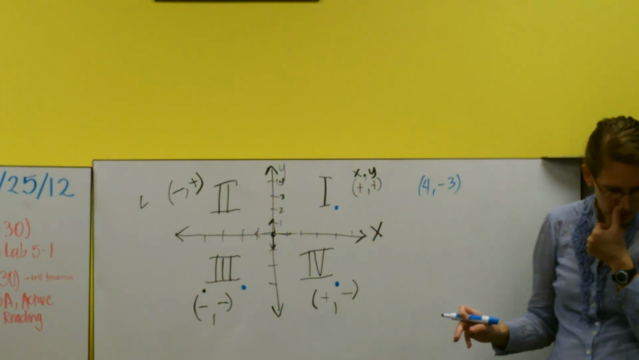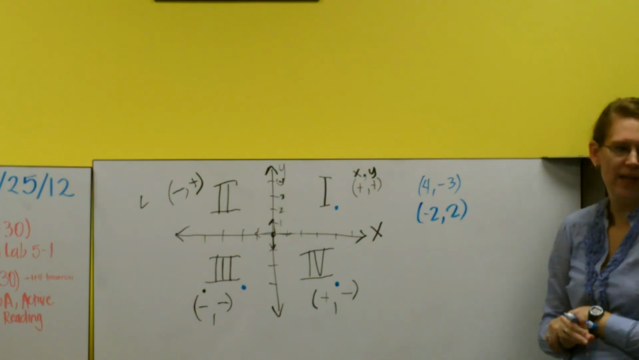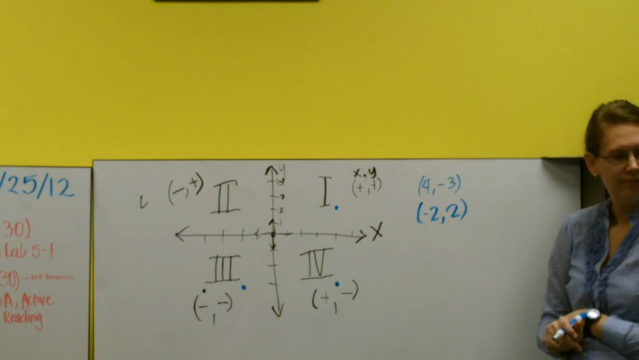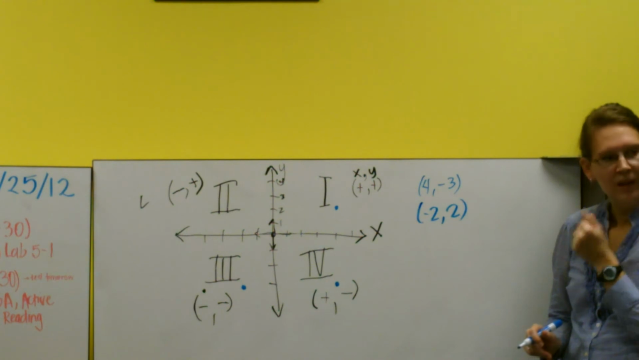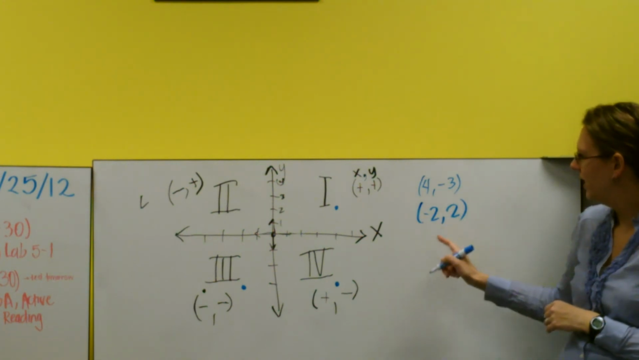Alright, Jamaica, take us home. -2, 2. Which quadrant will I be in? The last one. Which one is it? Second. The second one. Beautiful. So I need to go over.